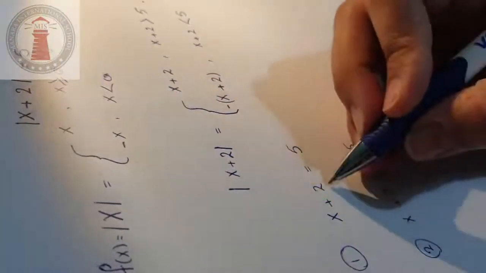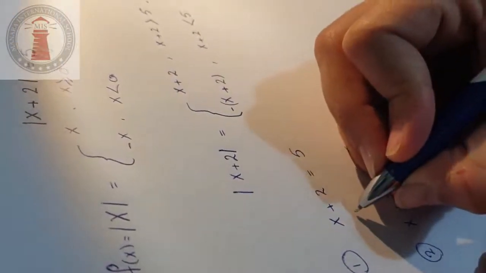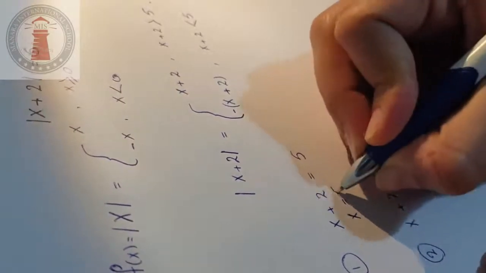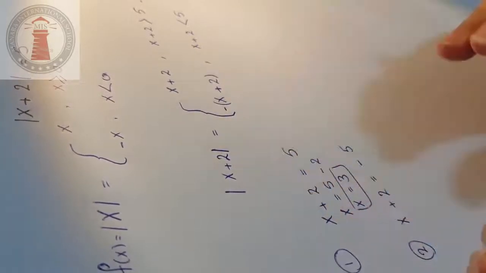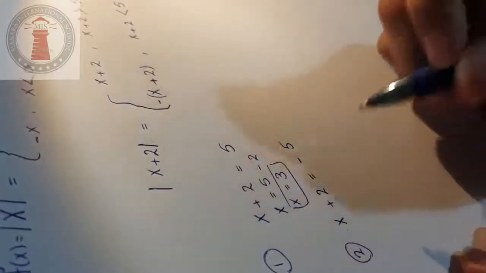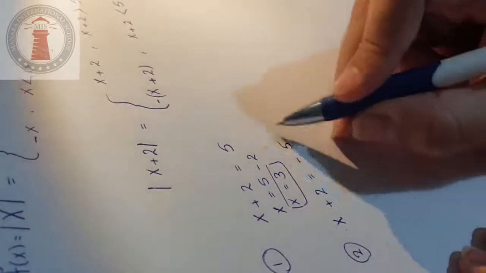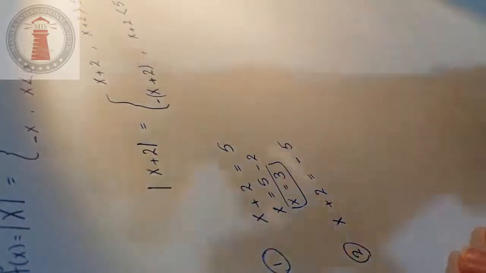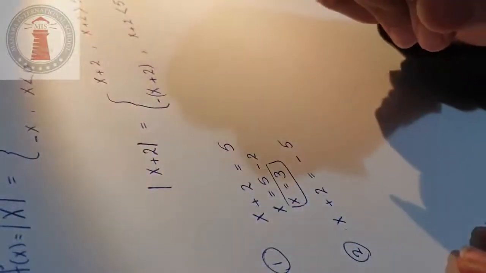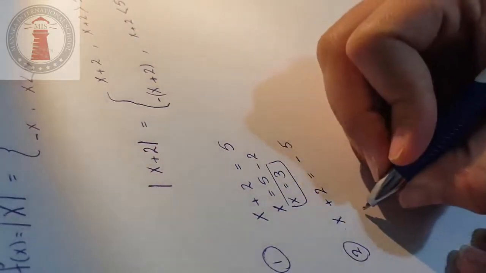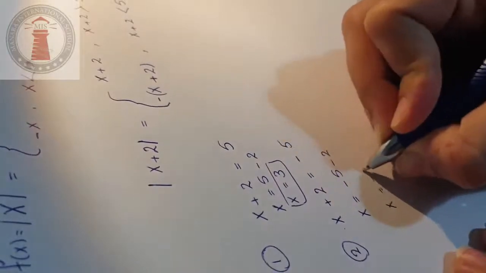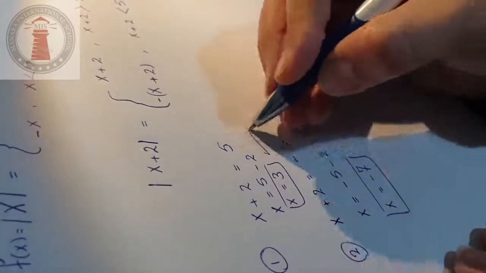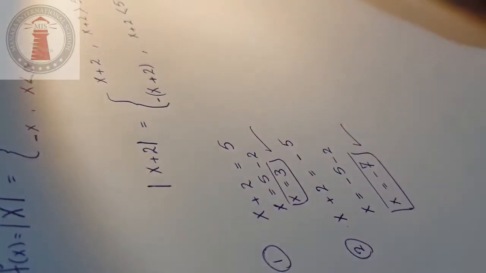Let's see how to solve this. First, here we have x plus 2 equals 5, which means x is equal to 5 minus 2, which means x is equal to 3. Now this is the first value that we get. In the second case, we have x plus 2 is equal to negative 5, which means that the whole expression here is less than 0. And here we will get a negative number, which means x is equal to negative 5 minus 2, which means x is equal to negative 7. So these are the two answers that we get out of this equation.